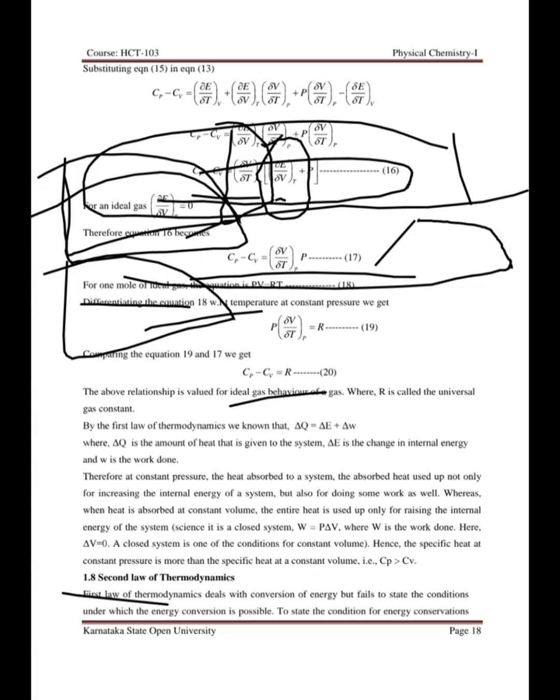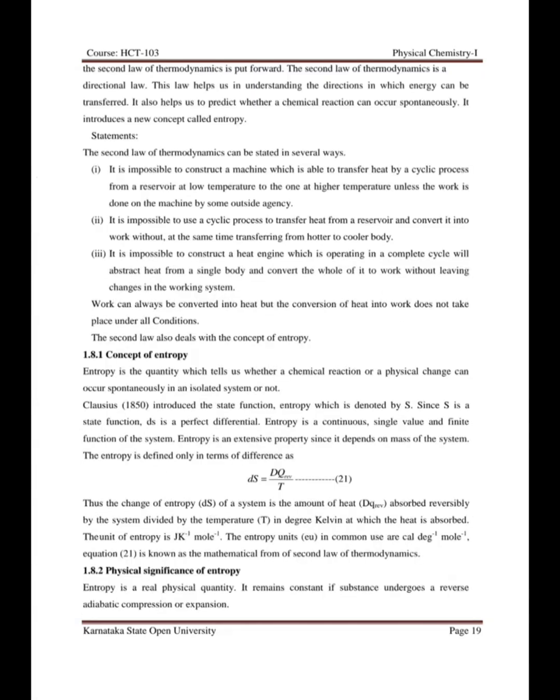Next is the second law of thermodynamics. Here it helps to understand the direction in which energy can be transferred. The second law of thermodynamics helps in understanding the direction of energy, so the energy has been transferred. It helps to predict whether a chemical reaction can occur spontaneously.